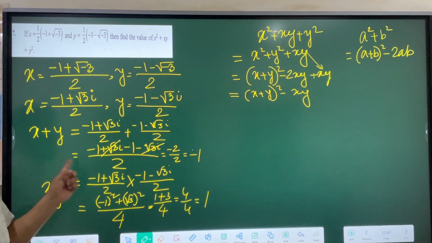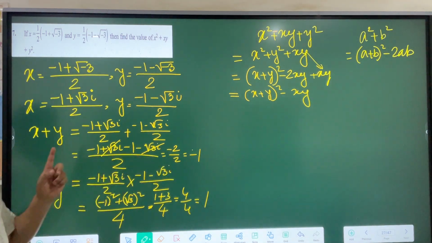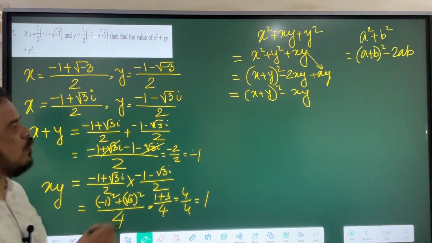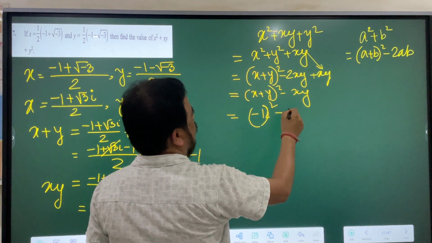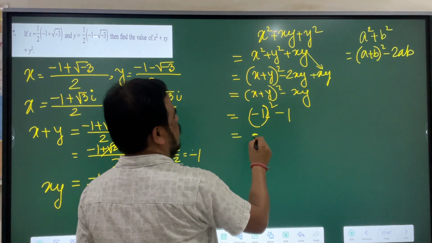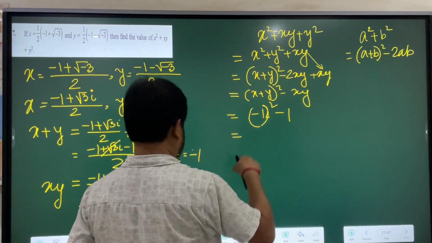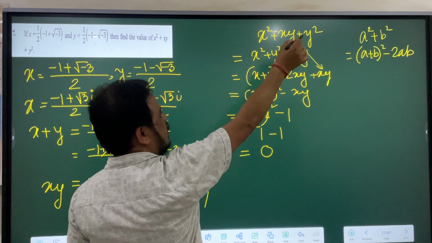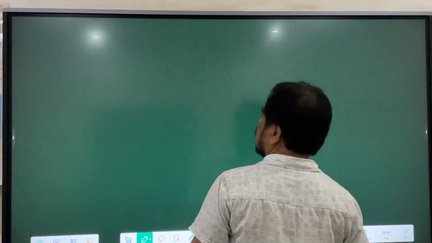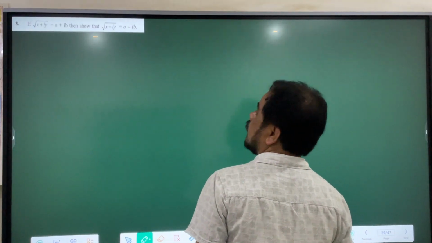Now we have got the value of x plus y, that is minus 1. We have got the value of xy, that is 1. So we will just put the value here. Minus 1 square is 1, 1 minus 1 equals 0. The value of x square plus xy plus y square is 0. The calculation is easy. Number 8.